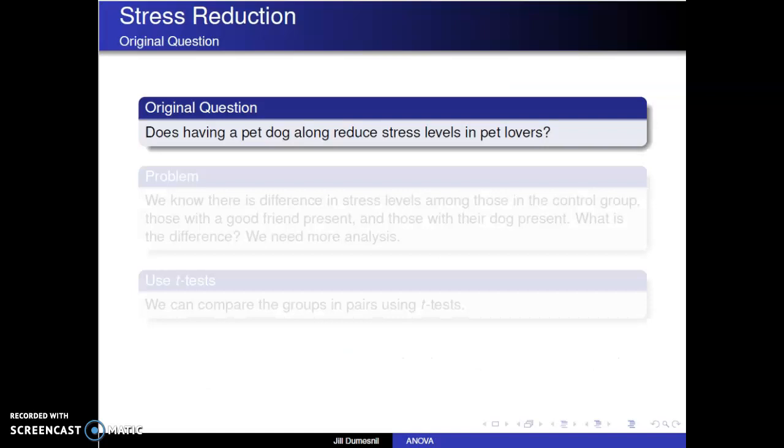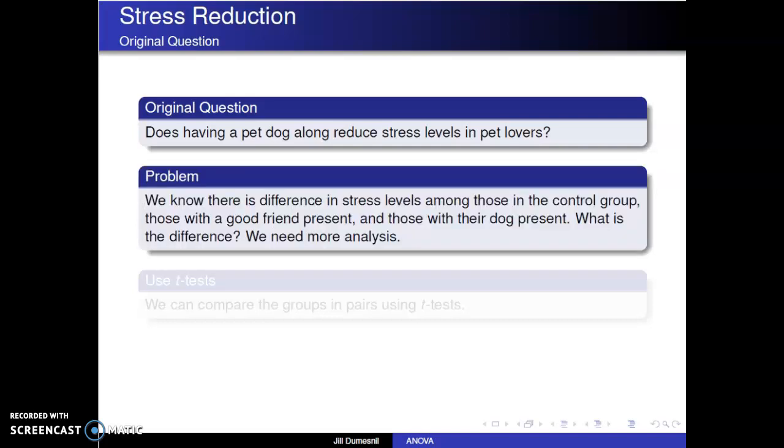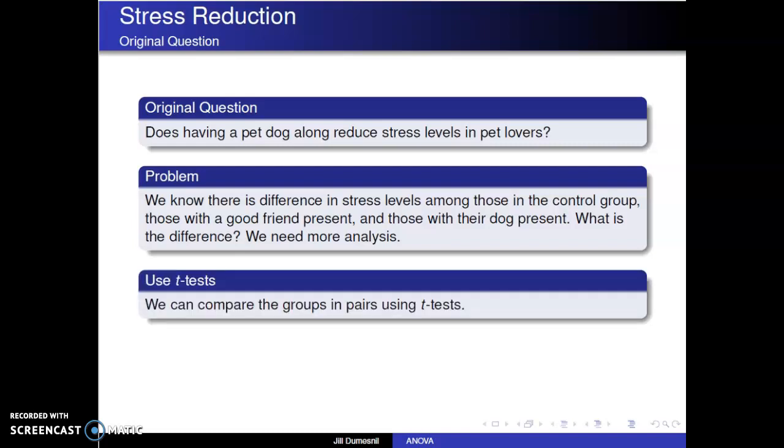Does having a pet dog along reduce stress levels in pet lovers? We know there is a difference in stress levels among those in the control group, those with a good friend present, and those with their dog present. What is this difference? To determine this, we need more analysis. We could compare the group means in pairs using t-tests.